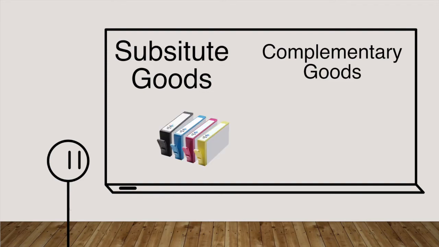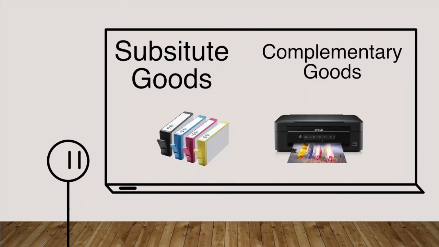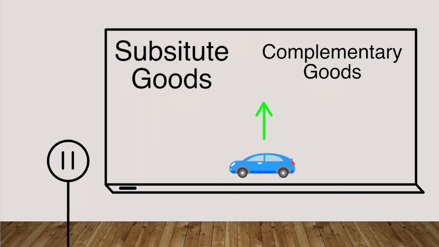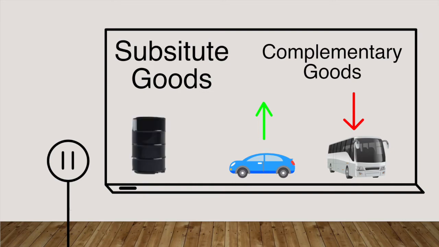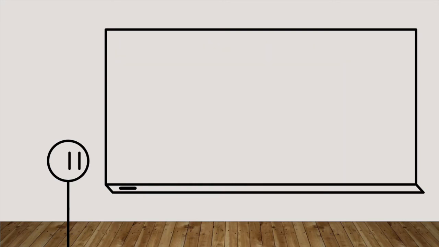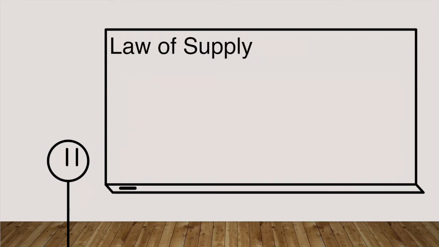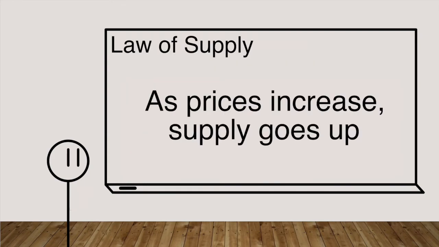A good example is printer ink and printers. An important deduction from this is when demand of a good goes up, the demand of its substitute will probably go down, and the demand of its complementary good, if it has one, will go up with it. So with that background, you should be able to understand the law of supply and the law of demand. The law of supply is that when prices go up, suppliers want to sell more.